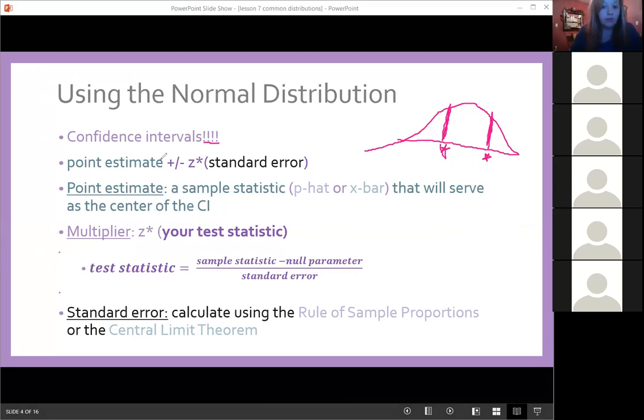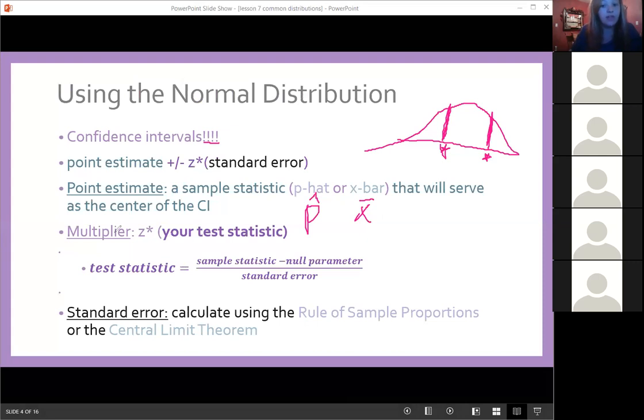So remember, we have our point estimate, which is going to be our p hat for proportions, sample proportions, or x bar for our means, or sample means. So we'll have our point estimate plus or minus our z star, your test statistic, times your standard error.